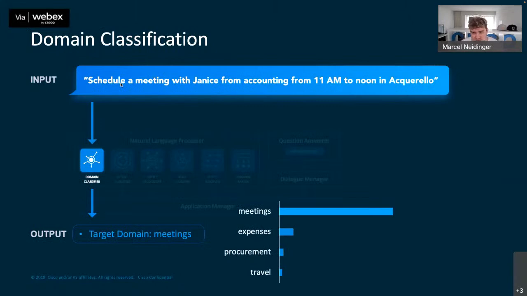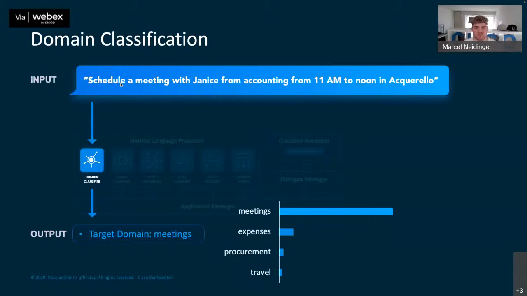So the first step that we need to do is called domain classification. The idea is that we need to narrow down from the string that we have to the broader category of what is happening. You see it on the right-hand side down there. We have four different domains: meetings, which is requesting a meeting to be set up; expenses, which could be something like, hey, check my expense report, or what is the status of my expense report; procurement, which is ordering; and travel. We first need to say, okay, this message that we're getting in is most likely from the domain meetings.